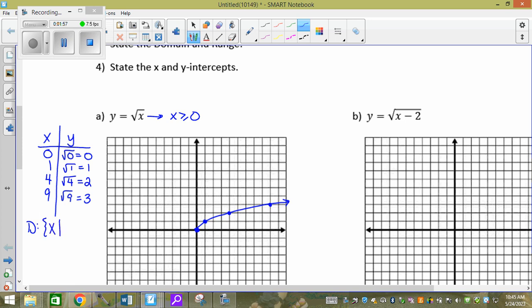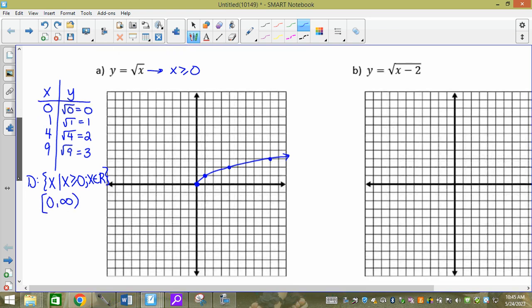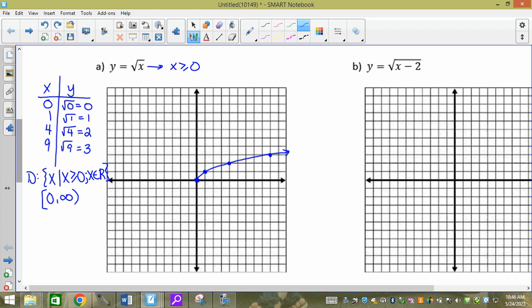X such that x is greater than or equal to 0, x an element of the reals. In set notation, that would be a square bracket, 0 to infinity. Why is it a square bracket? What's my range of this one? Y such that y is greater than or equal to 0.